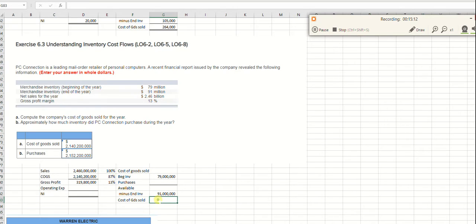Okay, but now I know my cost of goods sold is $2,140,000. So if some number minus ending inventory is $2,140,200, so this number, and this is just very, very basic math, back in grade school math, so you can figure those out. So then I know that beginning inventory plus some number gives me available. So this number must be all but the 79 million. So I have 2,152,000. So that one comes right in there.